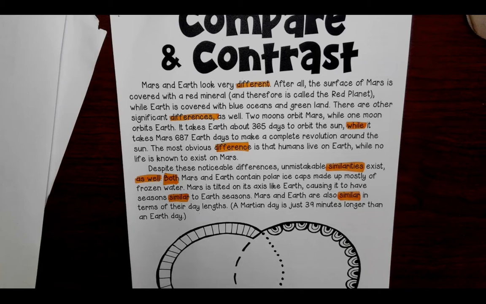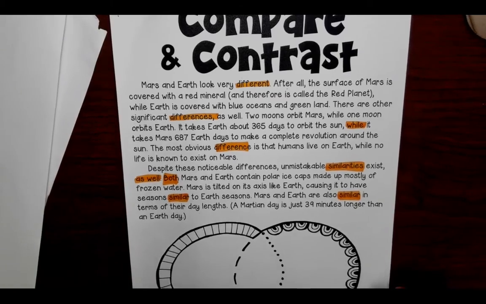Despite these noticeable differences, unmistakable similarities exist as well. Both Mars and Earth contain polar ice caps made up mostly of frozen water. Mars is tilted on its axis, like Earth, causing it to have seasons similar to Earth's seasons. Mars and Earth are also similar in terms of their day lengths. A Martian day is just 39 minutes longer than an Earth day.